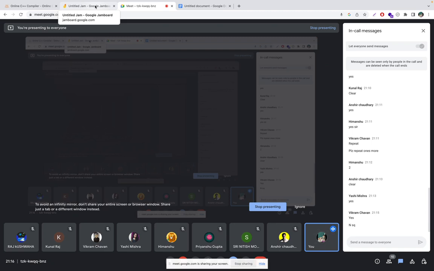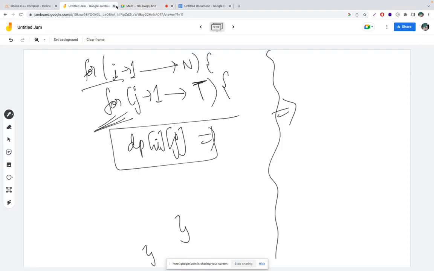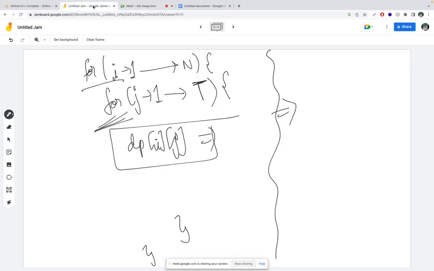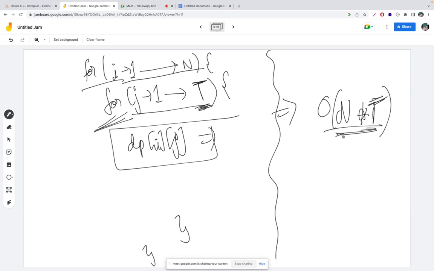Only Vikram has written. Raj, can you also type the time complexity? Yeah, n into t. How, guys, this is n? Because first I am running the loop from 1 to n. So what will be the time complexity? O of n multiplied by, for each index again I am running a loop from 1 to t. So time complexity is n into t. Yes or no?